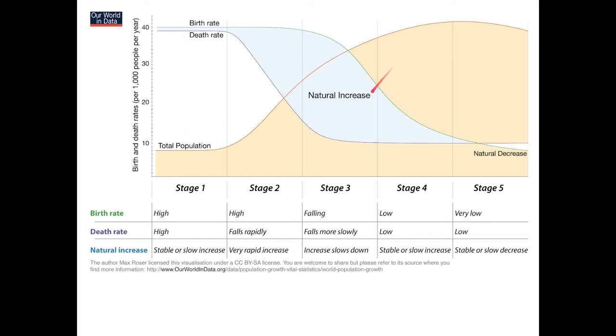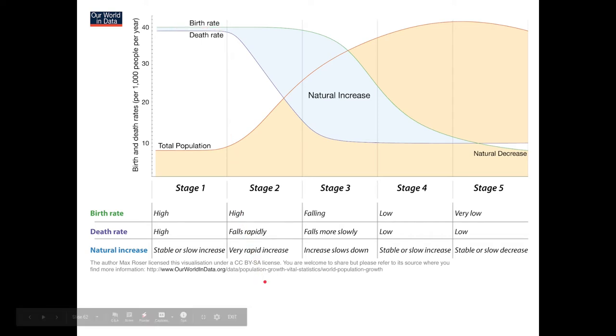So the natural increase rate. Oh, that's funny. Oh, they are showing hypothetical population, but they're not showing the natural increase rate. Oh, I get it. The gap between the birth rate and the death rate is the natural increase rate. So very small increase rate.